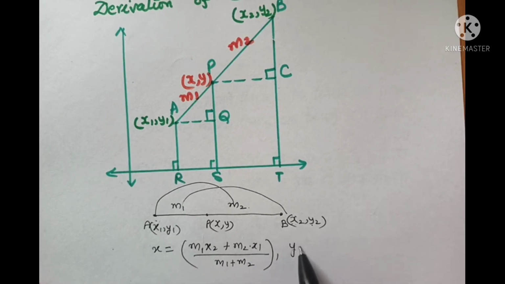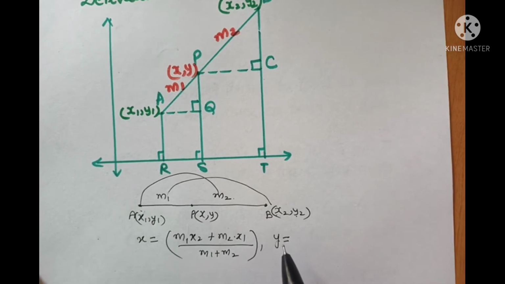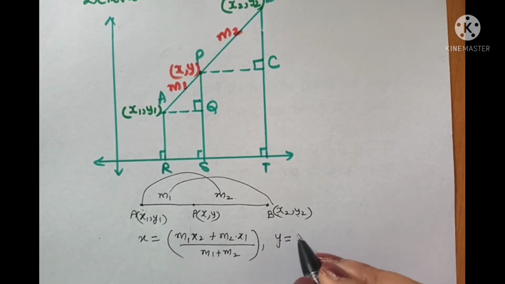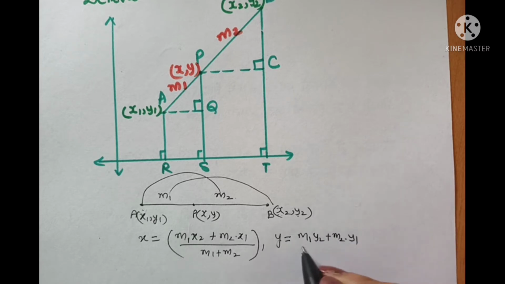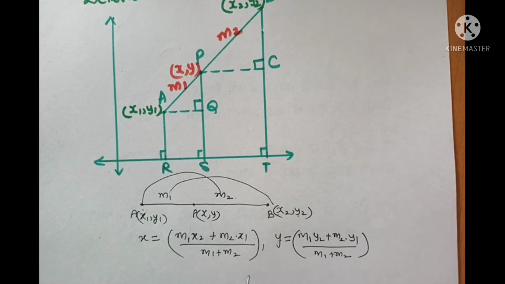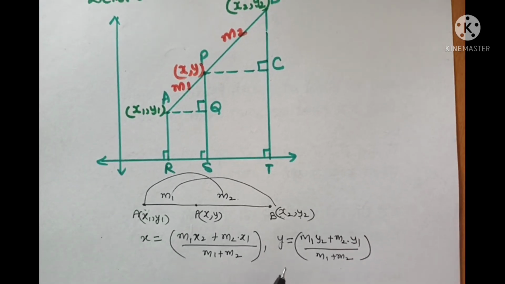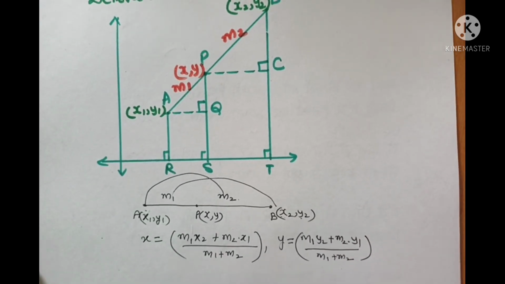And similarly for writing y coordinate, just focus yourself on y and cross multiply. So m1 into y2 plus m2 into y1 divided by m1 plus m2. This is the simple section formula you can remember to write. Now let us see how do we derive it.